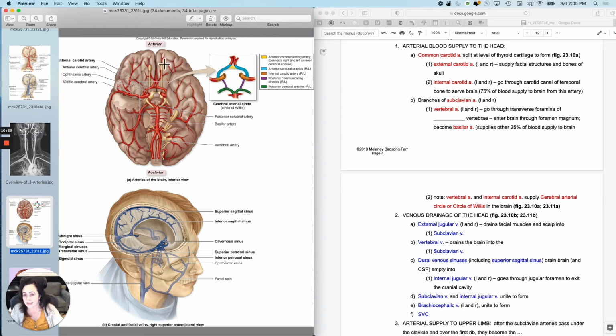And then why is this important? This is important because this gives a really fantastic example of collateral circulation. So what would happen in the brain if I damaged this vessel?